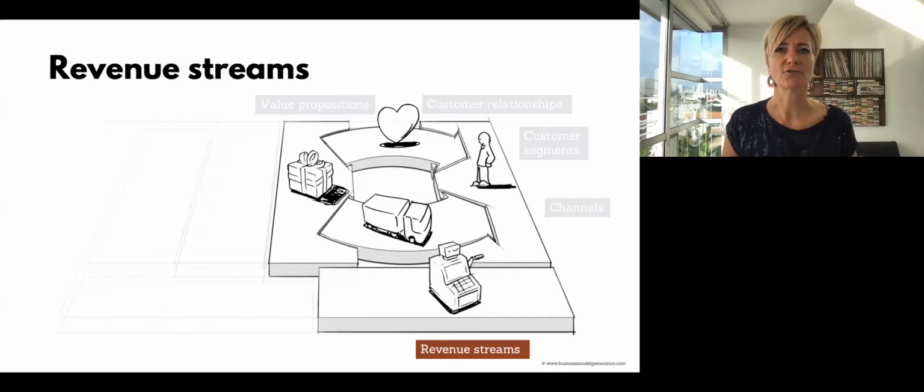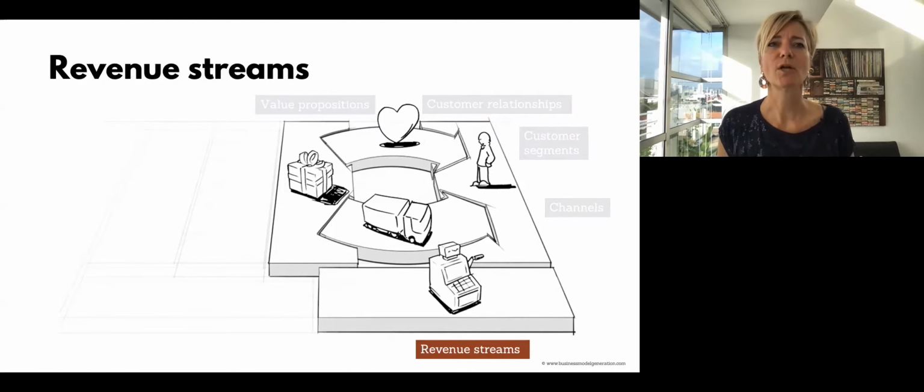And what are the revenue streams? How do you make money? How do you charge for your products? Is it per product? Is it a subscription model? What other ways do you have of charging your customer? This side of the business model canvas is what we call the front stage. This is what the customer sees.